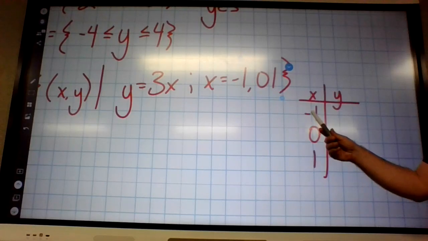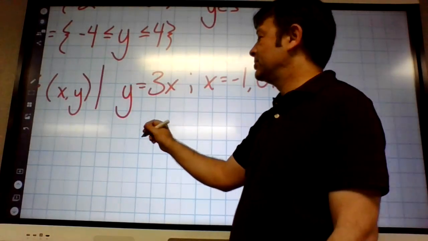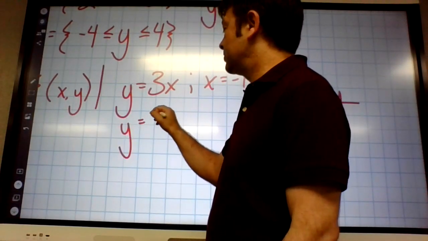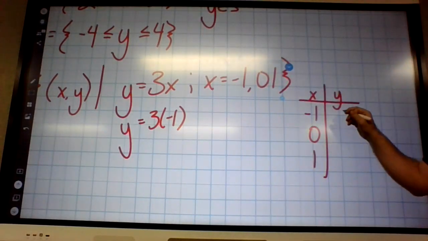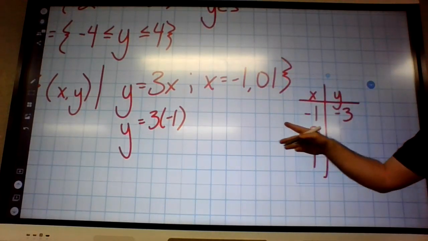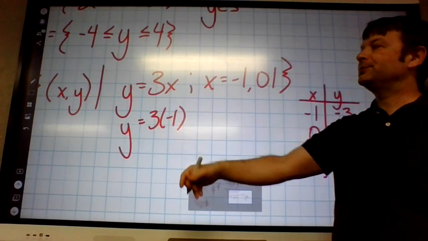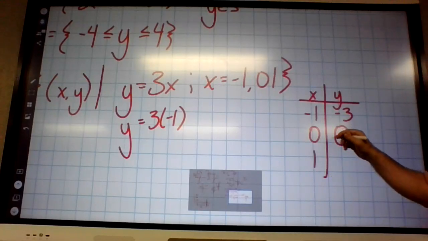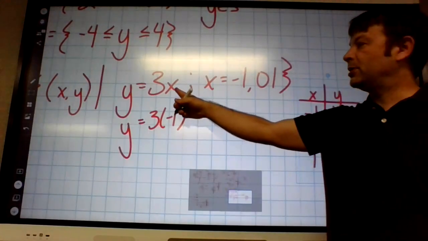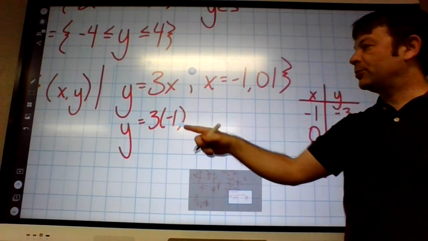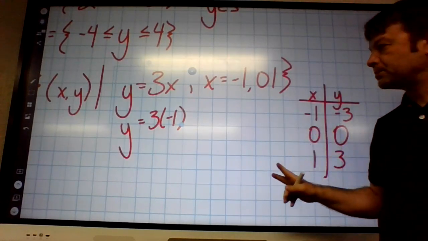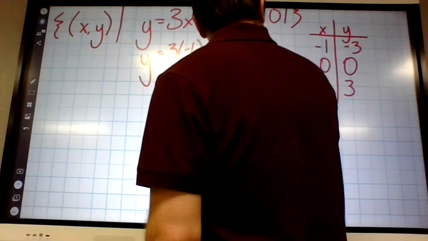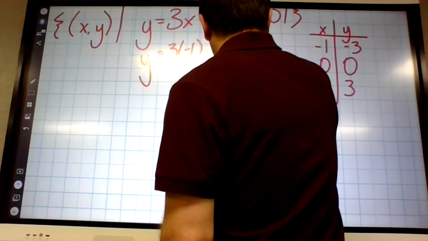So if I plug in -1 for x, what's y going to equal? -3. If I plug in 0 for x, what's y going to equal? 0. 3 times 0 is 0. If I plug in 1, 3 times 1 is 3. Okay. Then we're supposed to graph this.